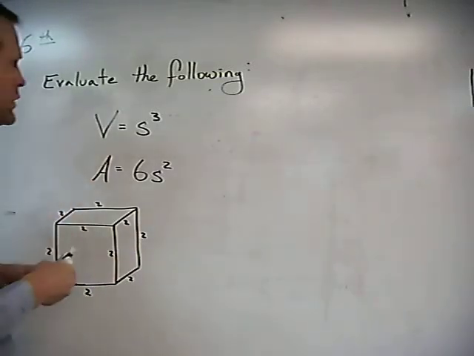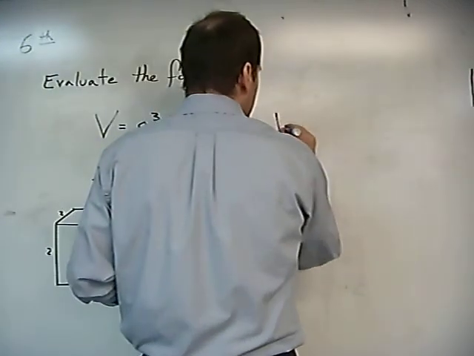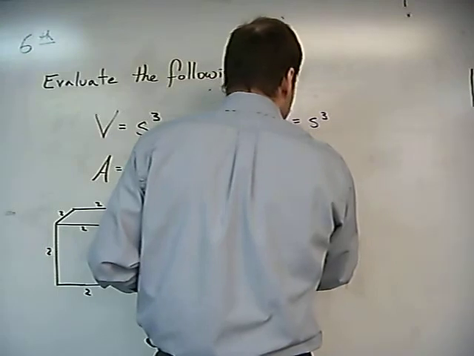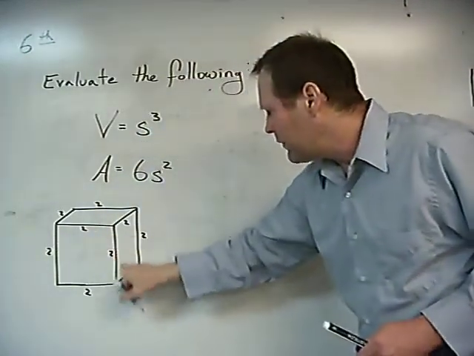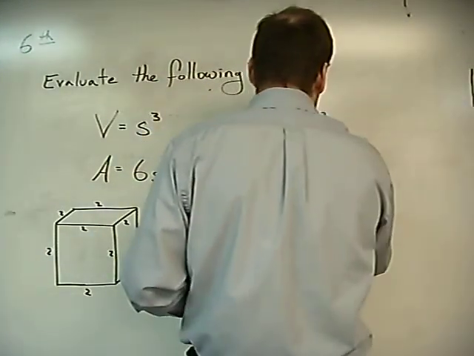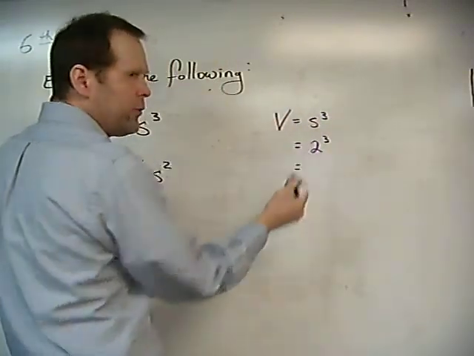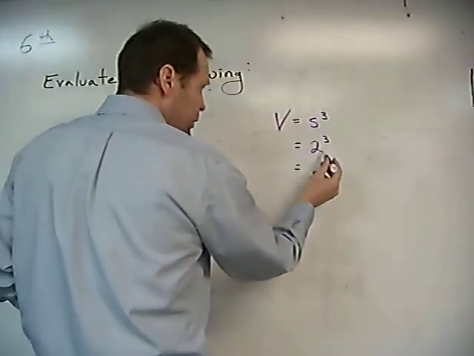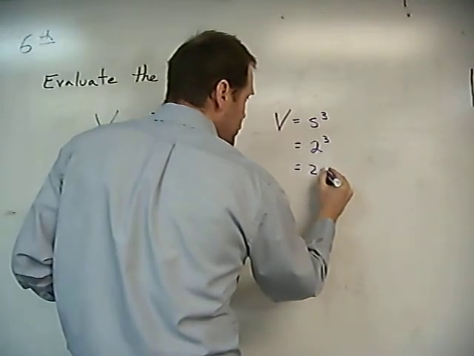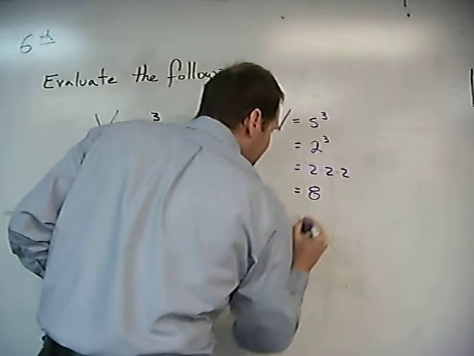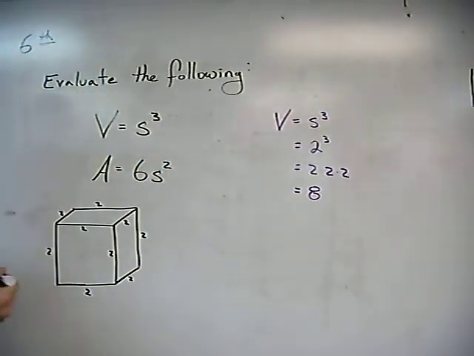So for our first one, I'm going to write over here, volume is equal to s cubed, which is equal to, the length of all of our sides is 2, so 2 cubed, which is equal to 2 times 2 times 2. That's what 2 cubed means. 2 times 2 times 2 is equal to 8. So hopefully you guys got that one for the first one, for volume.